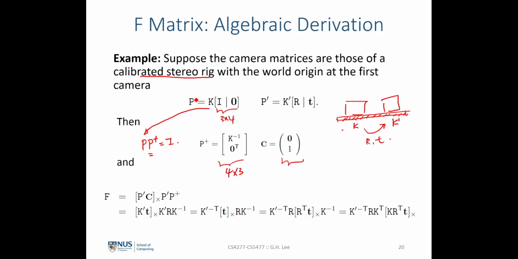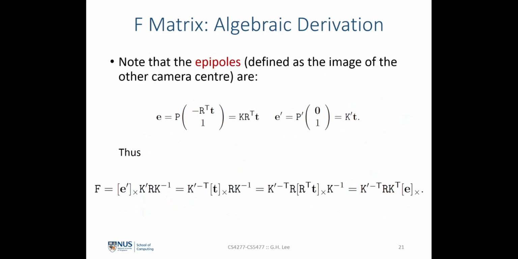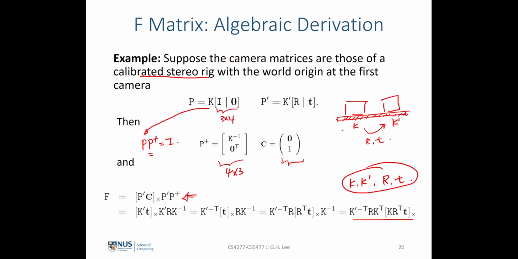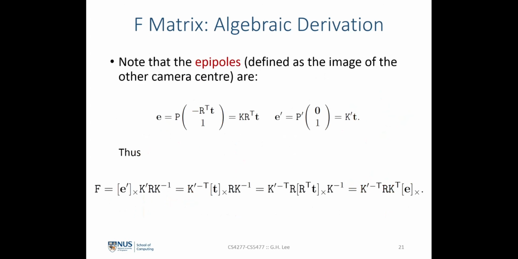By plugging P and P prime into the equation of the fundamental matrix that we have seen earlier, we can simplify this equation, and finally we see that the fundamental matrix is an expression given by the camera intrinsics, K prime, as well as the camera extrinsics, R and T, between the two views. We can further make use of the two camera matrices that we have seen earlier, P and P prime, to define the epipoles in the two views respectively.